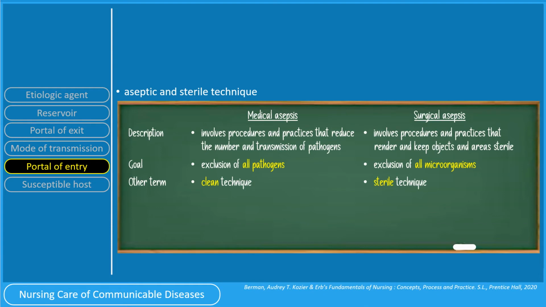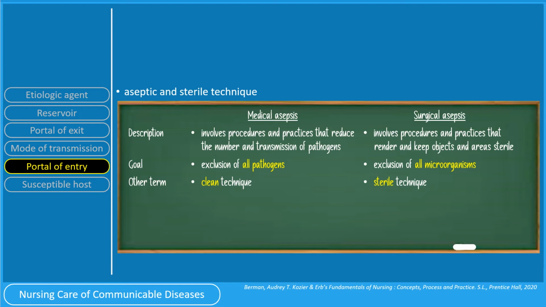There are two types of asepsis. The first one is medical asepsis, also known as the clean technique, and the other one is surgical asepsis, also known as the sterile technique. Medical asepsis involves procedures and practices that reduce the number and transmission of pathogens. So the goal here is the exclusion of all pathogens. Surgical asepsis involves procedures and practices that render and keep objects and areas sterile. So the goal here is the exclusion of all microorganisms.